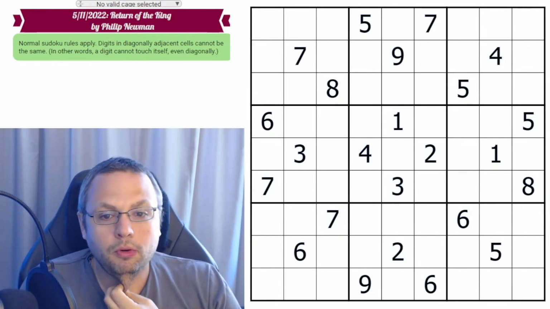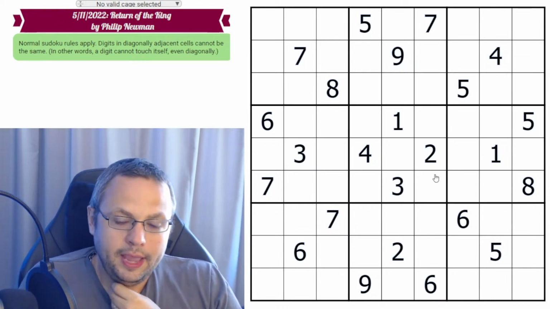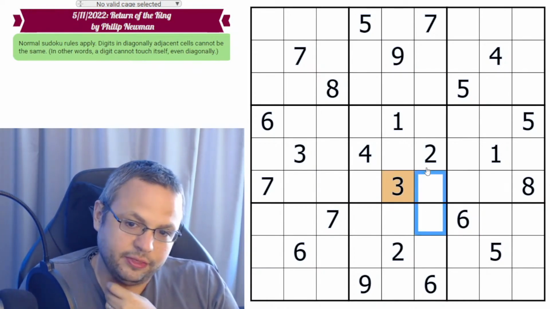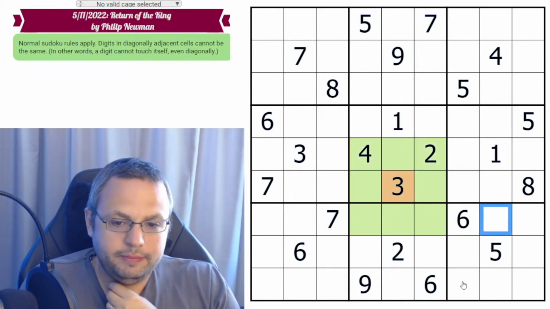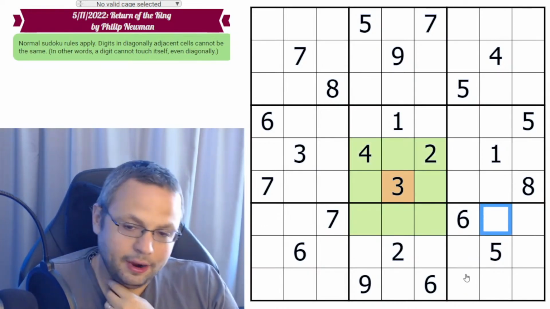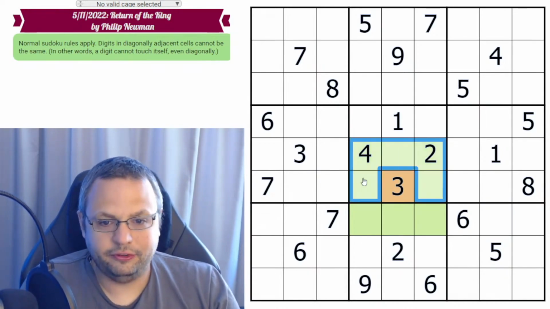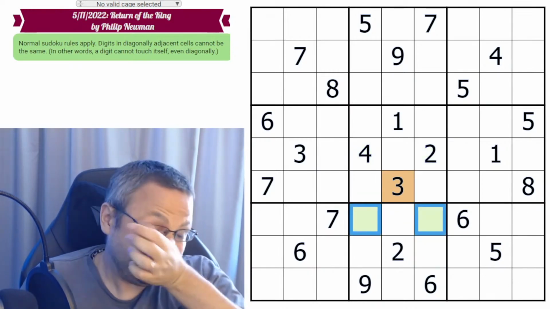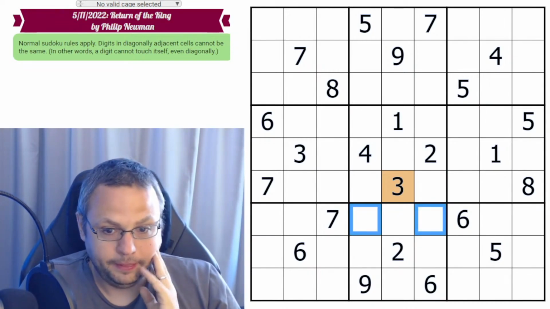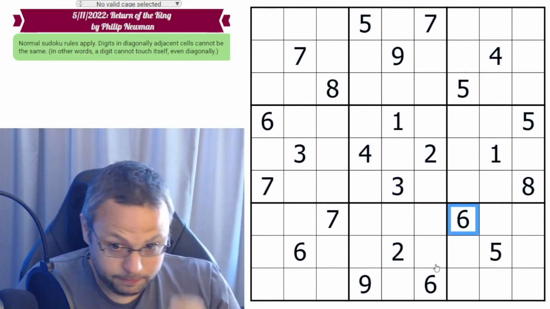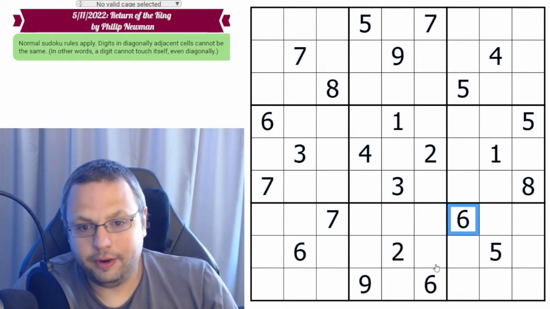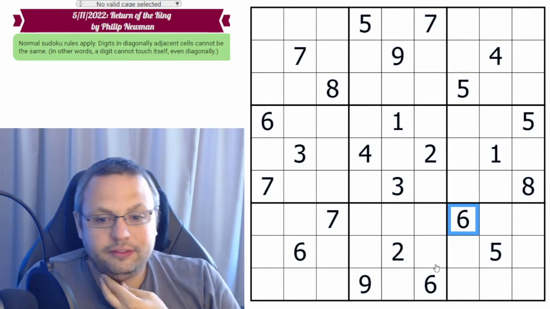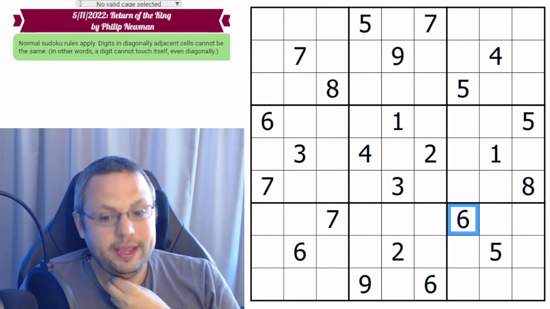So we have all the normal classic rules, but also no cell that is within a king's move of it can repeat the digit. So because this is a 3, none of these digits are allowed to be a 3. Now, you might rightly point out these digits could never be a 3 anyway, nor could this one. But these two now newly cannot be a 3. So again, all the techniques we've been using so far are going to apply verbatim. But the new thing is just that we can make eliminations in sort of fancy ways.